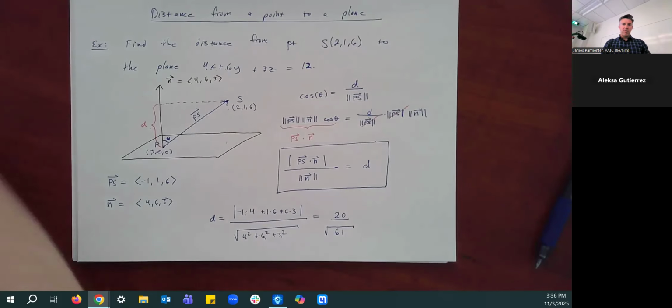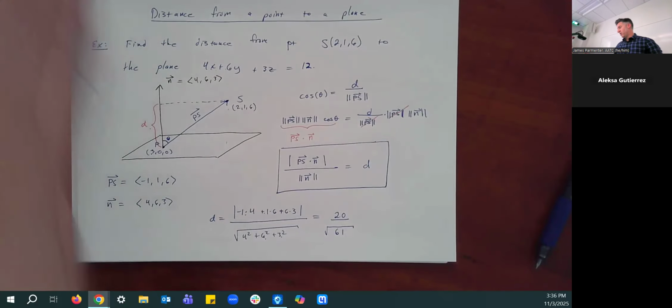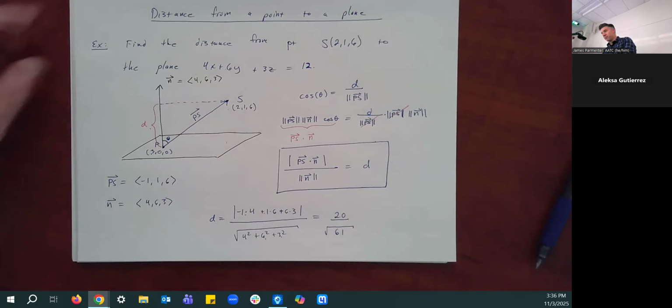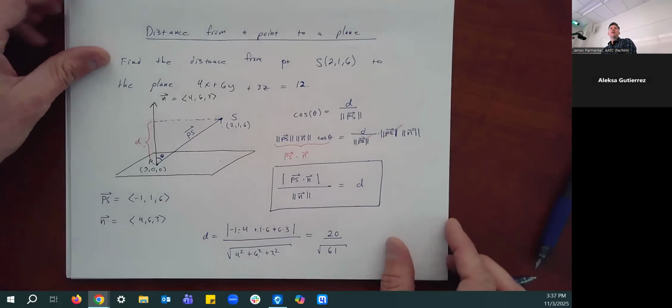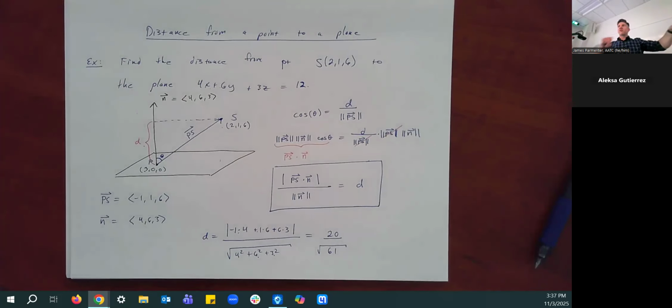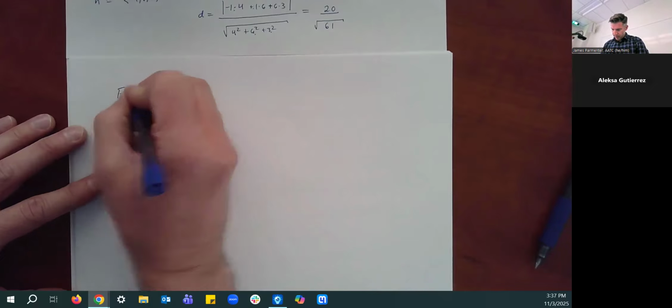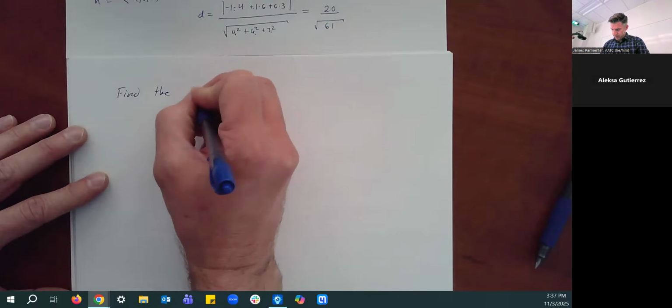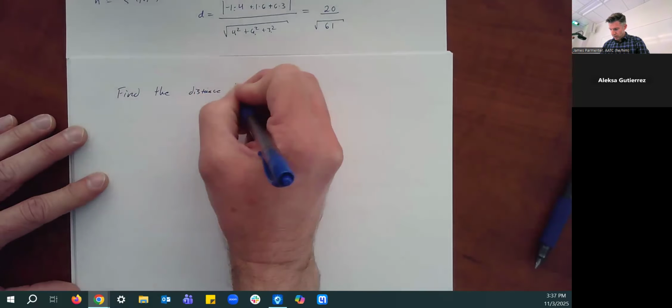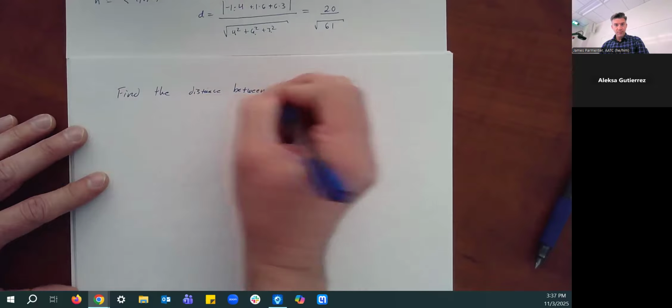What else do we have on the docket here? Ooh, yeah, this is okay. So here's one that I think is interesting. This is going to combine some of the stuff. There's really no other distance between things formula. It's either point to a line or point to a plane. That's kind of it. But what if someone asked you the following? Find the distance between these two lines.